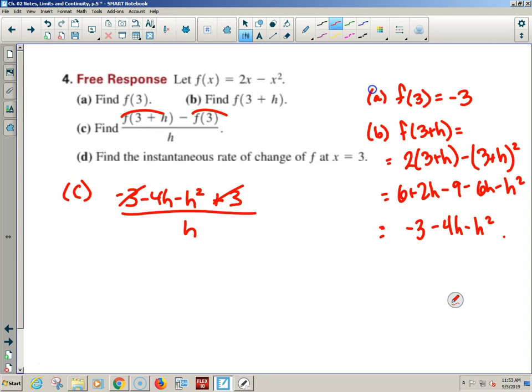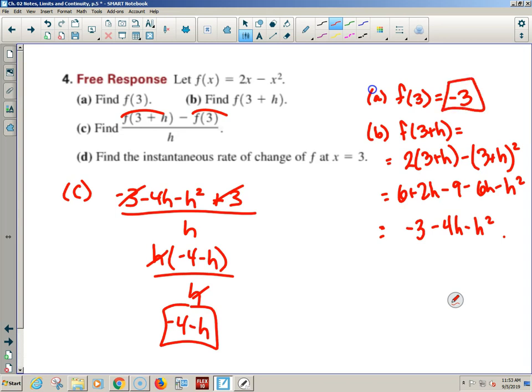We can reduce an h because everybody's got it, but I'm going to show the legal work because some of you do a lot of illegal stuff. We can reduce the h because it factors out, and we end up with the final expression of negative 4 minus h. So far we have negative 3 for A, negative 3 minus 4h minus h squared, or some variation of that for B. We have negative 4 minus h for C.